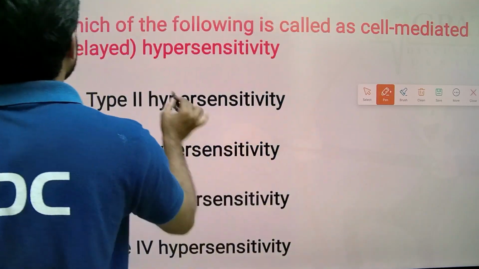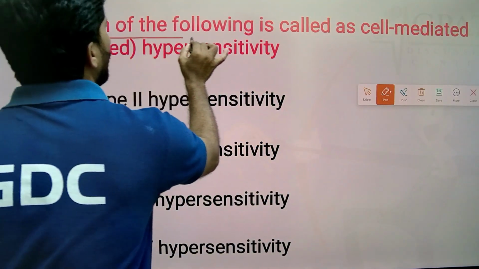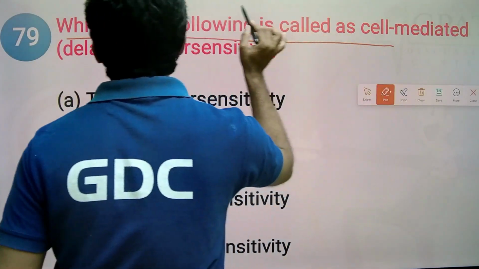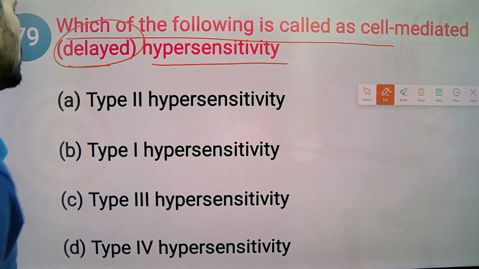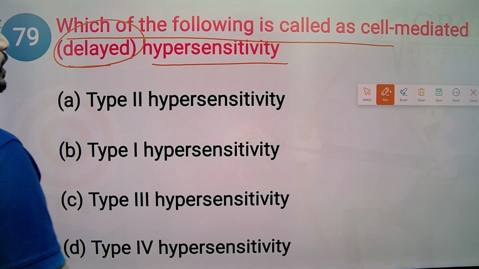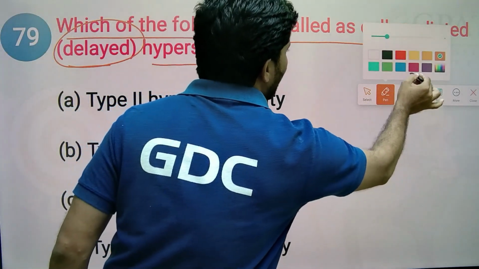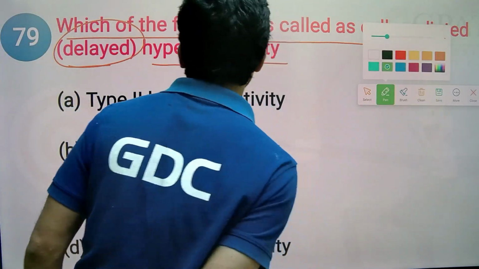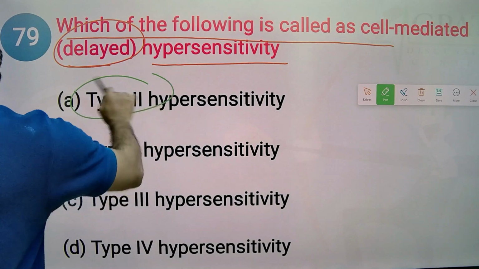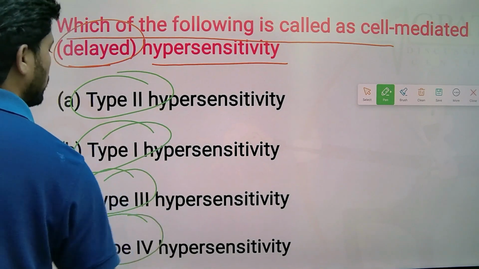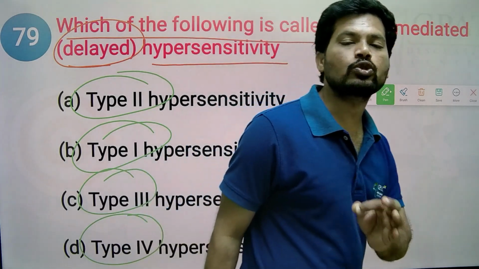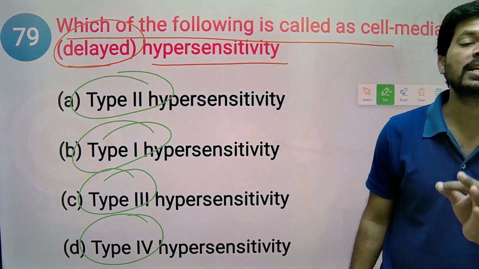Our next MCQ: which of the following is called a cell-mediated hypersensitivity reaction? Nothing but a delayed hypersensitivity reaction, a time-taking hypersensitivity reaction. If we have knowledge of hypersensitivity and allergic reactions, the answer is easy. Type 2, type 1, type 3, type 4 hypersensitivity. Type 4 hypersensitivity reactions, allergic reactions, are cell-mediated.